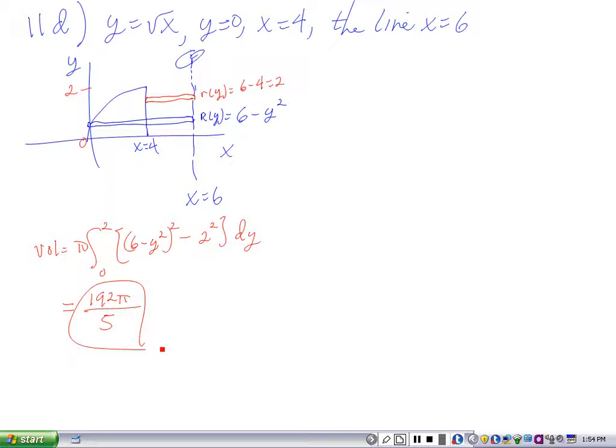Alright. Now let's see. Number 12. Let's look at that one. And I'll work that one out. How about that? You know, in detail.